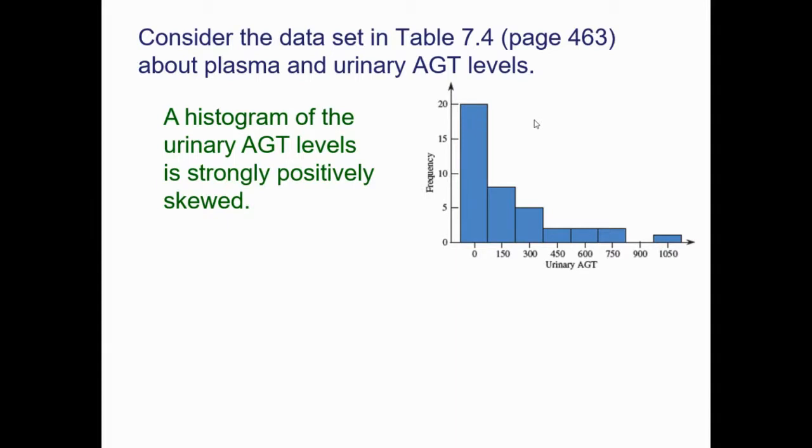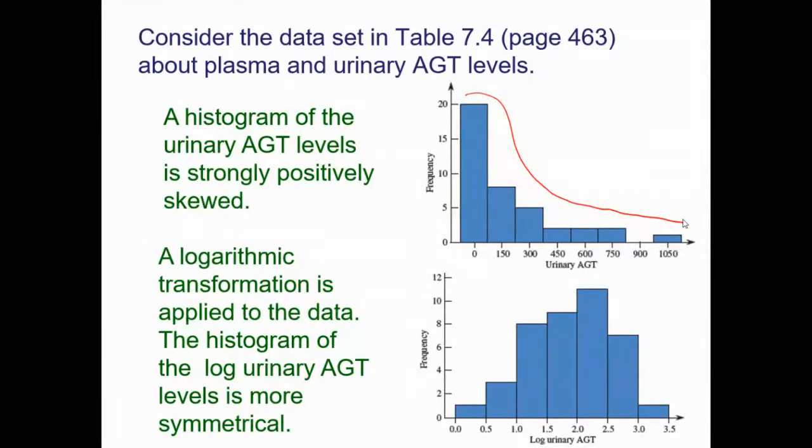A histogram of the urinary AGT levels is strongly positively skewed. Notice it's got our distinctive positive skew shape. It comes up and then boom. You're right. It's skewed right. So now, if we take the logarithm of all of our values, watch what happens to the graph. Boom. Which one looks more normal? The logarithm. So a logarithmic transformation is applied to the data, and now it looks a little bit more symmetrical.